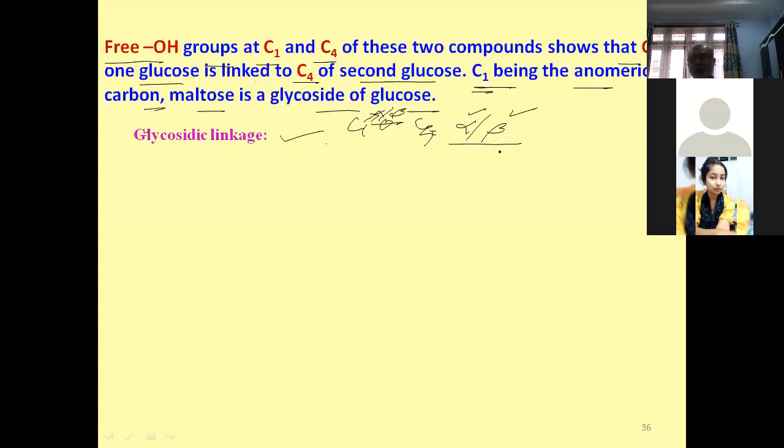Sir, to link with the C4, then it has to be alpha. How? Why not beta? Sir, because in C4 the OH is at the downside. No, remember, that is not a point. Here that downside is an upside. We are writing a projection structure. This is also not our real structure. So that way you cannot decide.